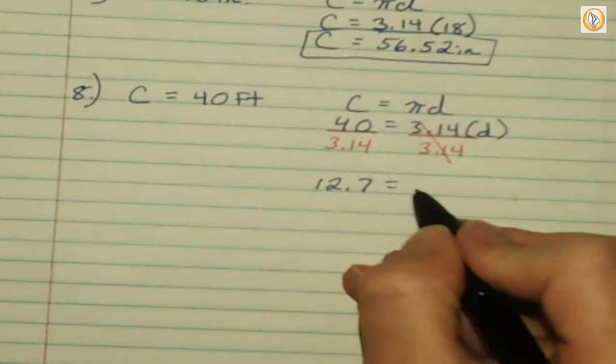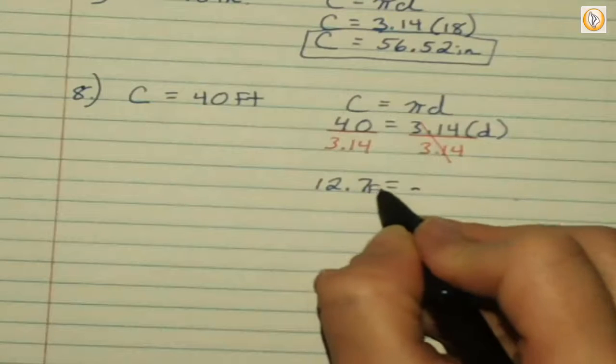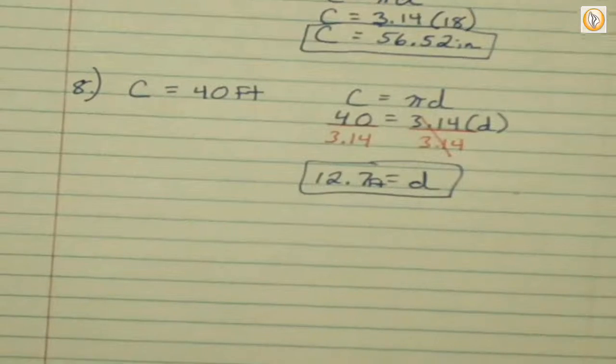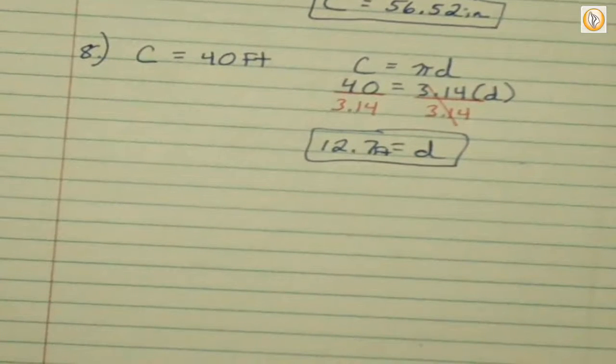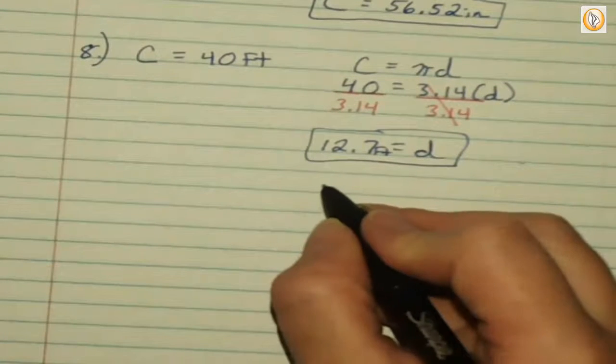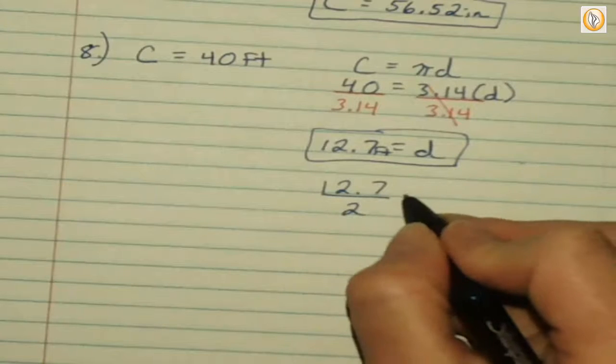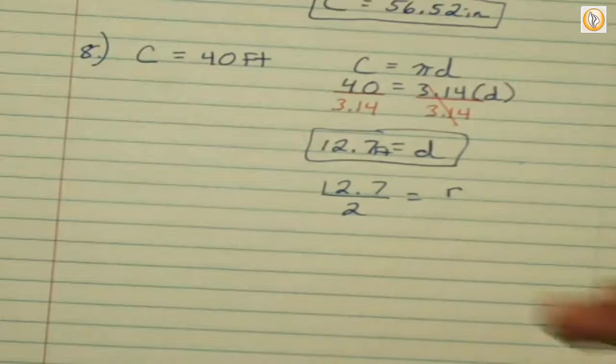So this equals diameter, right? And I forgot my label. There we go. But we've got to find radius. How do we find radius? Couldn't you just divide that in half? That's right. Divide it by 2 equals your radius.